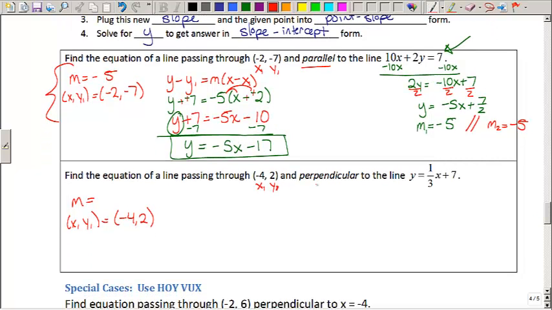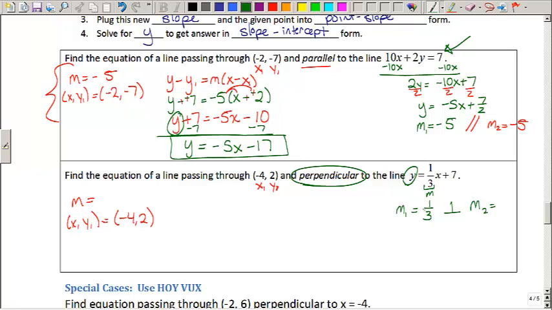Looking at the information given, I need to be perpendicular to this line. Notice that this equation, unlike the first example, is already solved for y. So this is in slope-intercept form, and I can clearly tell that this is my slope right here. So the slope of my given line is 1/3. But remember, I don't care about the given line. What I want is to be perpendicular to the given line. And this is the symbol for perpendicular. So what is the perpendicular slope to positive 1/3?